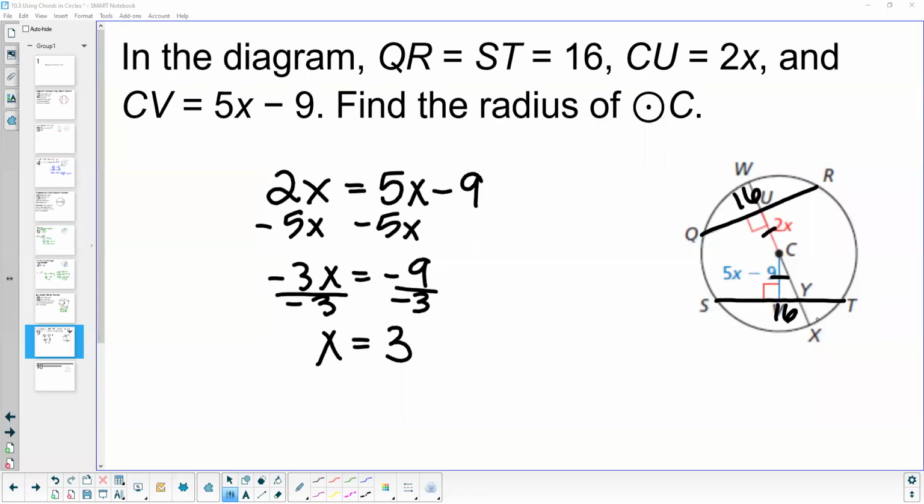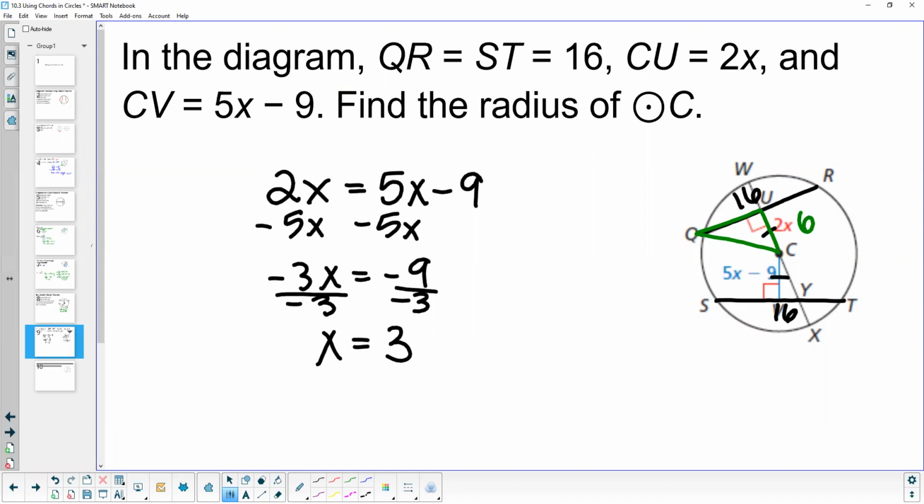Now that we have what x equals, to find the radius we need to keep in mind that our radius is from the center of our circle to any point on the circle. So I'm going to connect from C out to Q. Now we've created this little right triangle. We know the distance of this piece, CU, because if x is 3, 2 times 3 is 6. So this piece is 6.